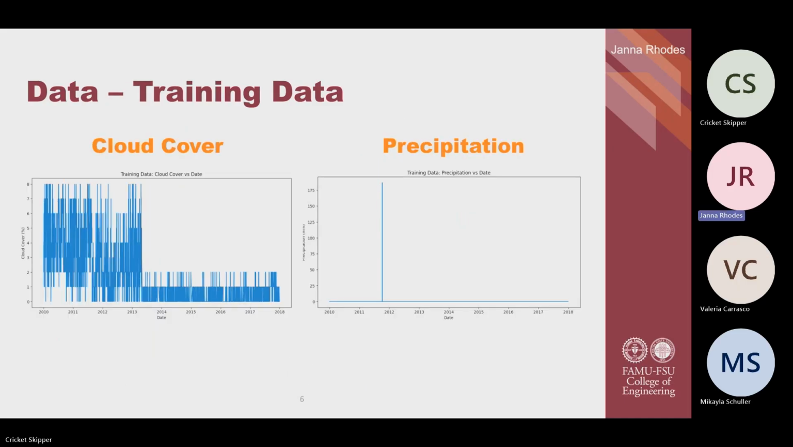Some variables had poor quality data and were removed before training. The precipitation data contained mostly missing or zero values, with one unrealistic spike. Cloud cover also showed an abrupt shift after 2013, indicating inconsistent measurements. Because of the reliability issues, both precipitation and cloud cover were excluded, and the final model used temperature, humidity, wind speed, and pressure.